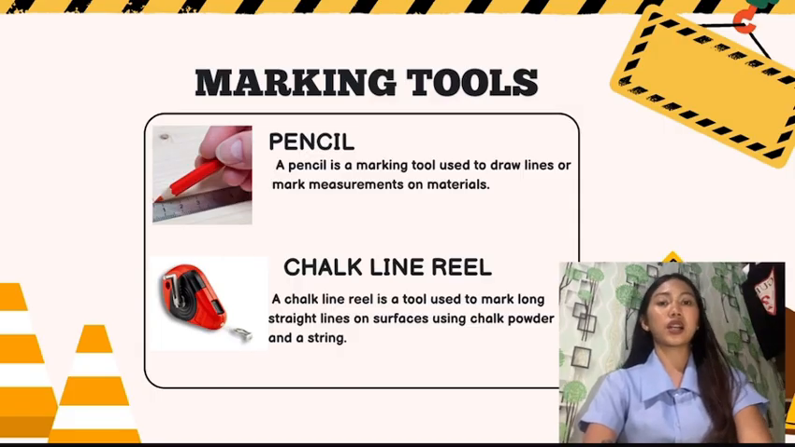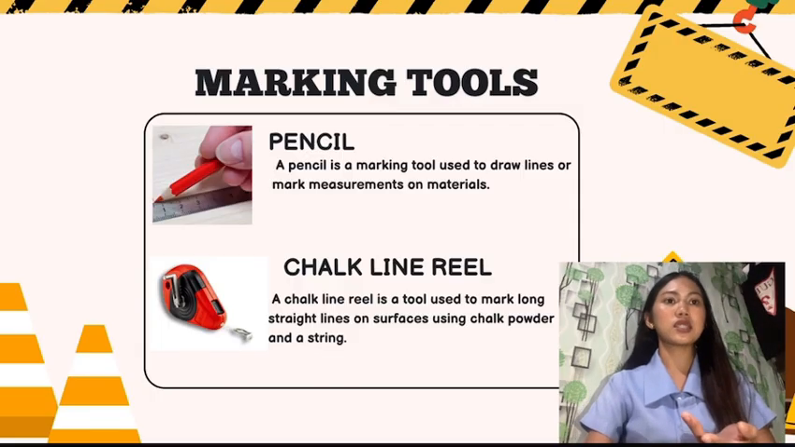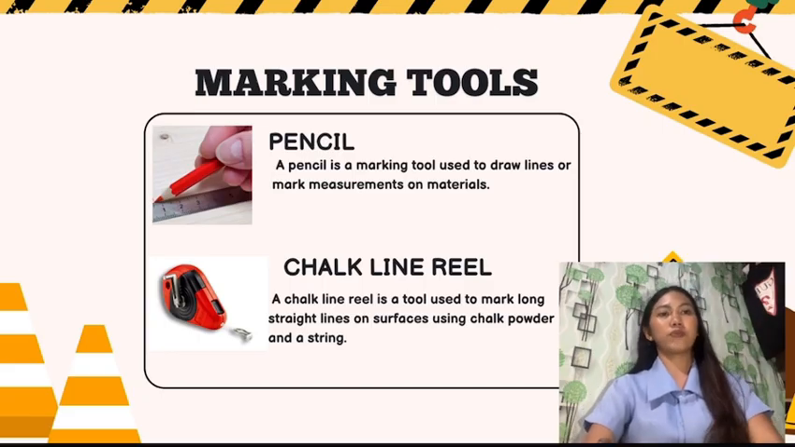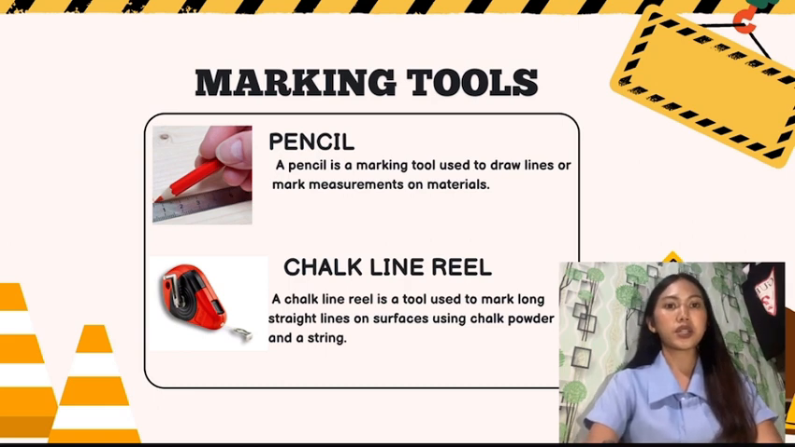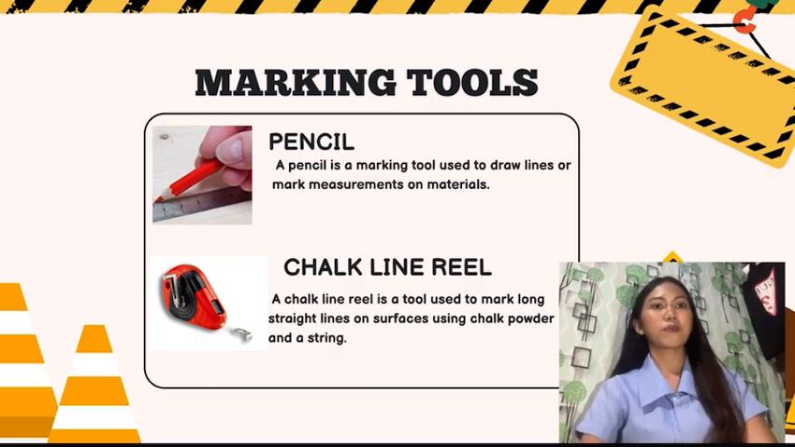Marking tools are used to draw lines or mark before cutting or assembling materials. There are four examples here, which are pencil, chalk line reel, divider, and scratch awl. The first is pencil. A pencil is a marking tool used to draw lines or mark measurements on materials.